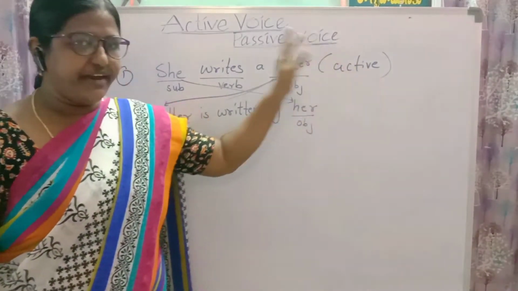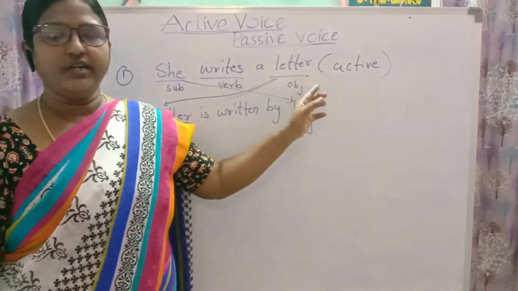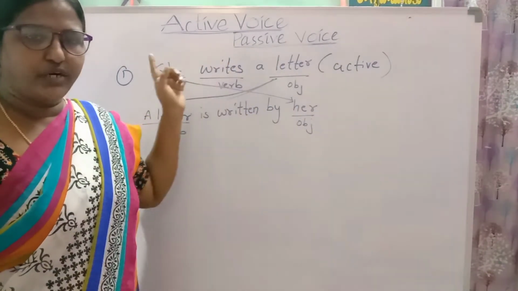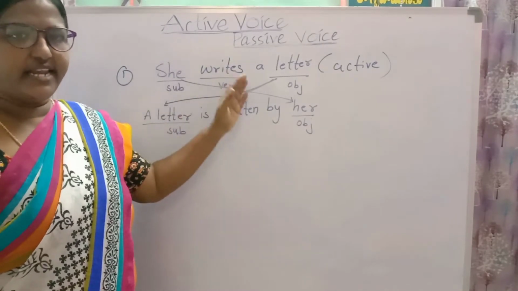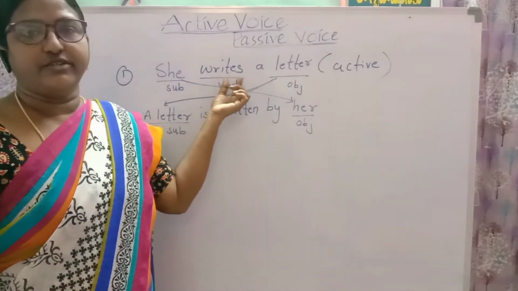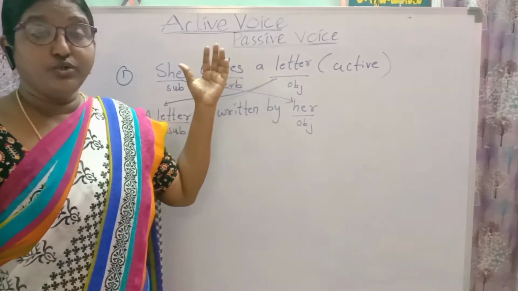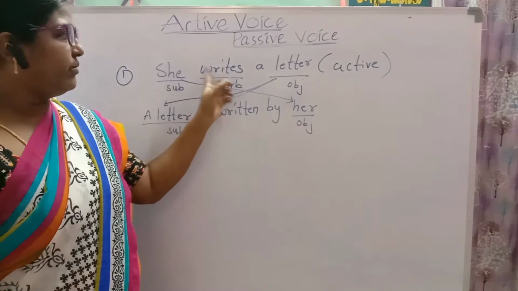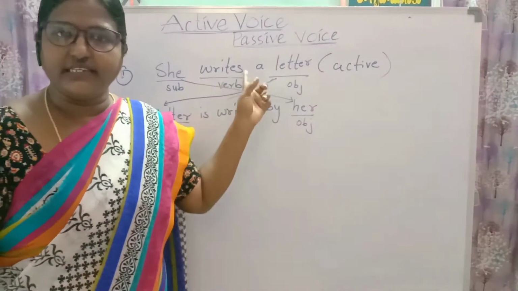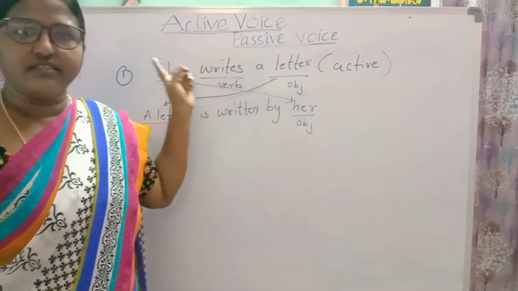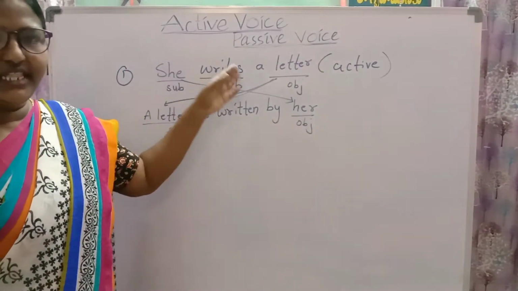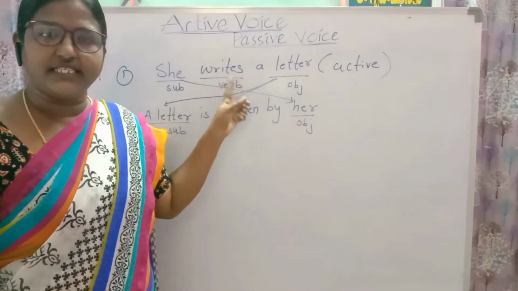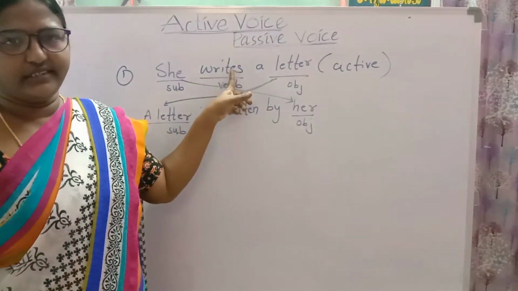To identify whether a verb is active or not, we have to question the verb. When the doer of the verb is the subject, then the verb in the sentence is said to be in active voice. To identify the subject, put a question to the verb. She writes a letter. Who writes a letter? Then we get the answer, she. When you get the subject as the answer, then the verb in the sentence is said to be in active voice.